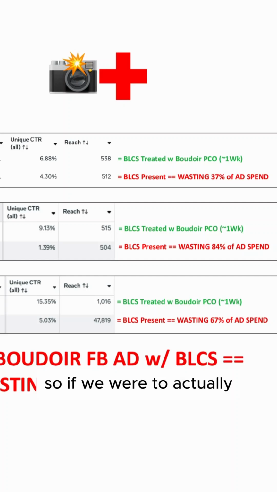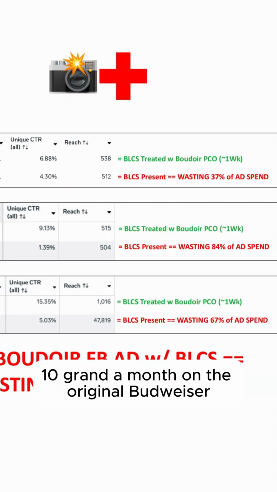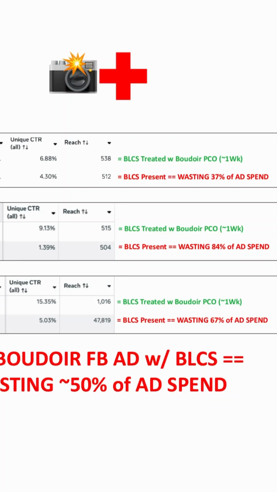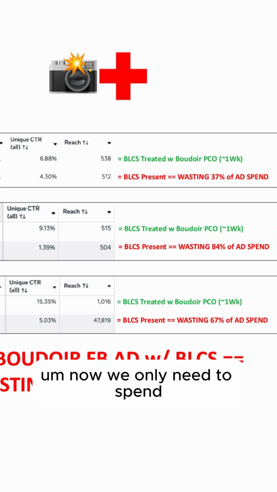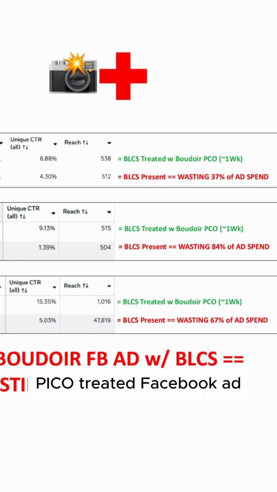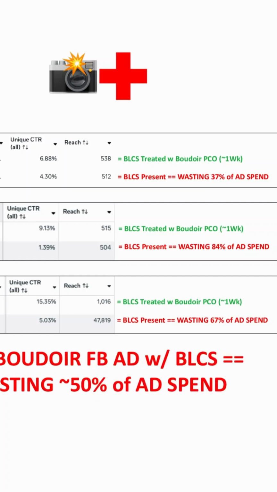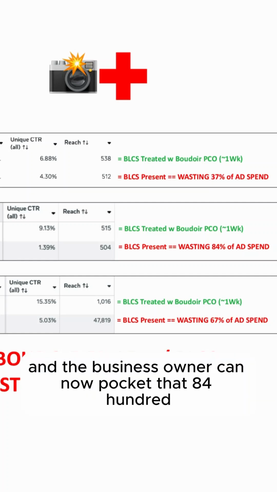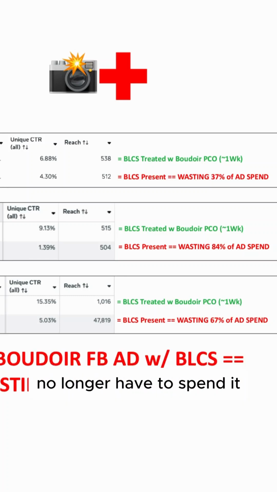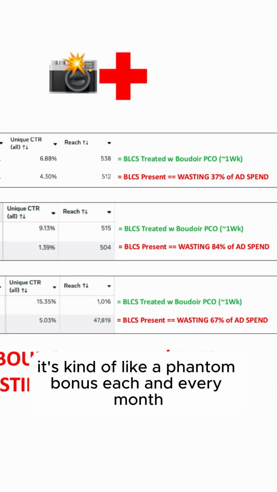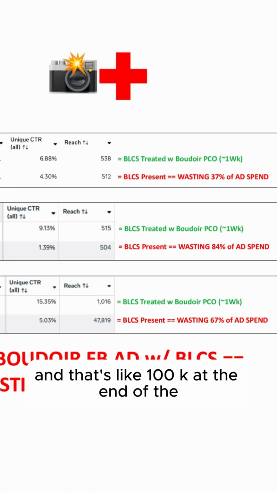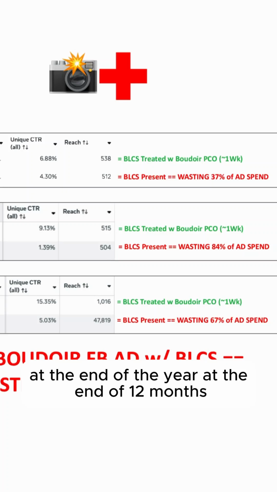So if we're spending 10 grand a month on the original Boudoir Facebook ad, now we only need to spend 1.6 grand a month on the Boudoir Pico treated Facebook ad and get our ad into the same number of women's brains in both scenarios. And the business owner can now pocket that 8,400 bucks a month back in their pocket, no longer have to spend it, no longer have to waste it. It's kind of like a phantom bonus each and every month. And that's like 100K at the end of the year, at the end of 12 months.